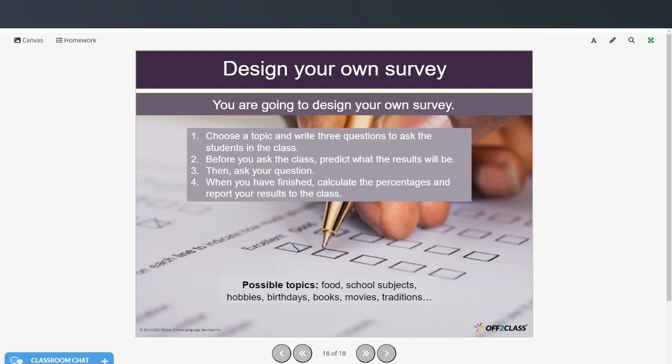All right, so now you could try this on your own to do your own survey. Maybe survey a group of your friends and go through the steps. Some of the possible topics might be, what's your favorite food, school subjects, hobbies, birthdays, books, movies, traditions, whatever you'd like, and then choose a sample size, maybe of at least 5 to 10 people, and then calculate the different percentages.